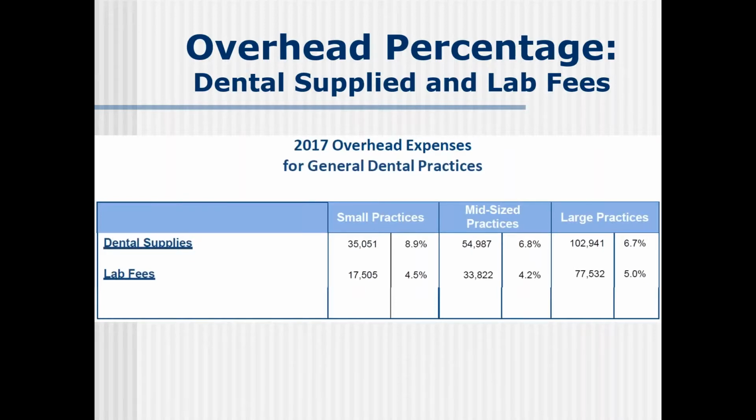For dental supplies, smaller practices spent, it looks like, almost 9% of their collections on dental supplies, and the lab was 4.5%. Mid-size was 6.8 and 4.2%, and larger practices were 6.7 and 5% for lab. I think for mid-size practices, it just happens in our sample that a large percent of our mid-size practices have CERECs, and it actually pushes the lab cost down a little bit. But over the whole range of practices, besides the fact that the supplies seem a little bit higher for smaller practices, they're really pretty similar between each of the practices: 6.8, 6.7% for dental supplies, and 4 to 5% for lab fees.